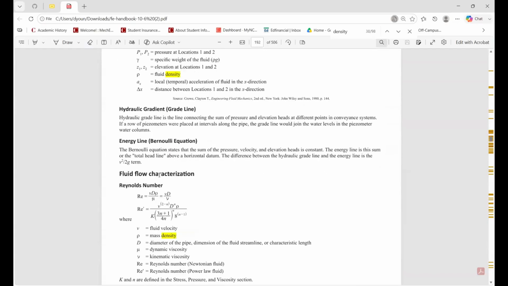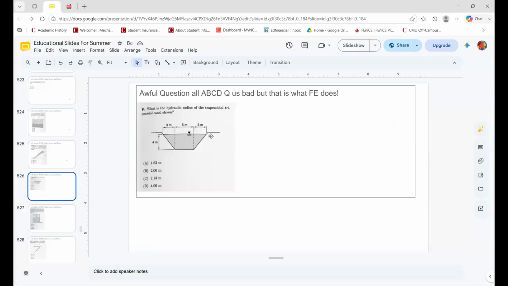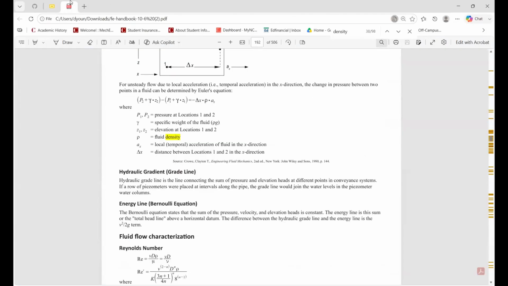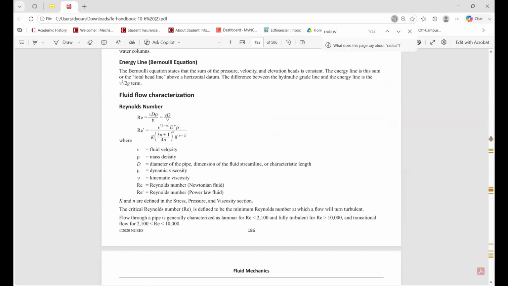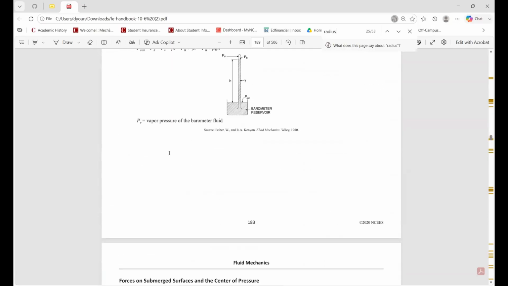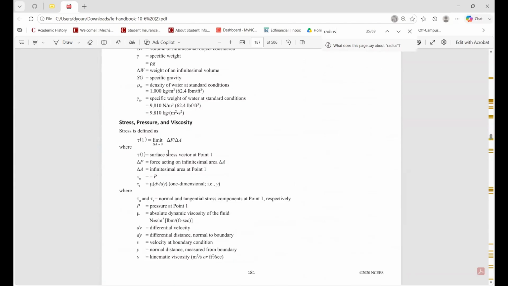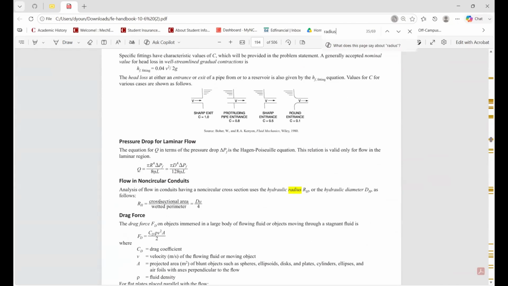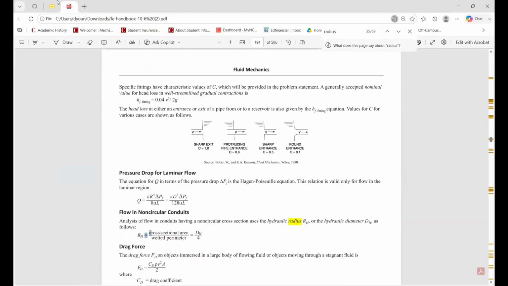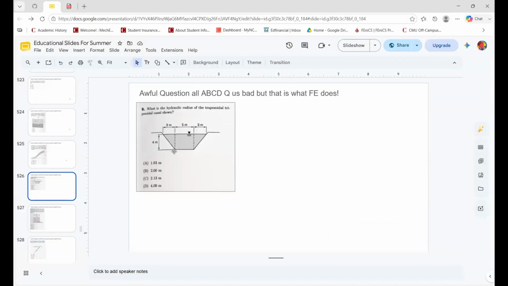Did they really not give me, let me check something. Another thing I will say is there's a way to control-F radius. And you can look at this and try to find it. And even on the test, they actually have a formula like this. Here it is. Cross-sectional area and the wetted perimeter is dH over 4. This is important for weird shapes, if it's a rectangle or not. And this is definitely just trying to solve for that.